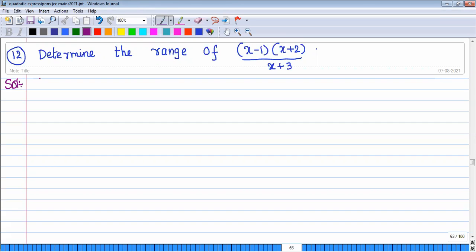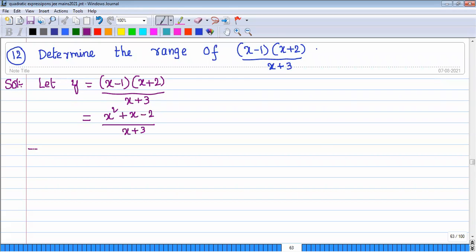First, let us say y equals x minus 1 multiplied with x plus 2 upon x plus 3. First, we need to simplify, after that apply the cross multiplication method. x minus 1 into x plus 2 means x square plus 2x minus x minus 2, so x square plus x minus 2 upon x plus 3.